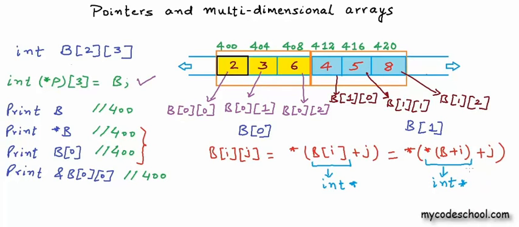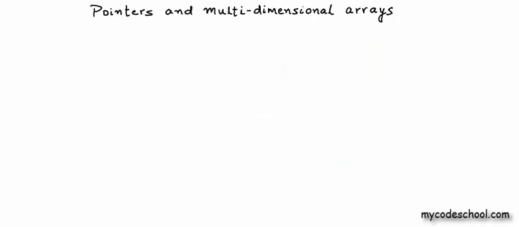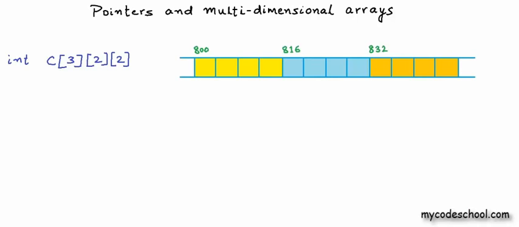By now, if you clearly understand how all the pointer arithmetic and dereferencing is happening in these expressions, then it's not very difficult to understand how things will be for, say, a 3-dimensional array. Now let's say we have created a 3-dimensional array named C. We have an array of 3 cross 2 cross 2. A 3-dimensional array is basically an array or collection of 2-dimensional arrays. So if I have to show C in memory, I will show it something like this.